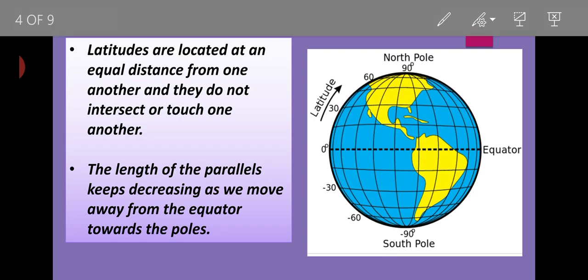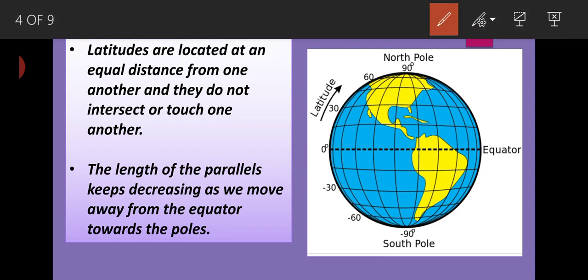Here in our next slide, we can see the latitudes are located at an equal distance from one another. They do not intersect, meaning they do not cut, neither do they touch one another. The length of the parallels keeps decreasing as we move away from the equator towards the poles.